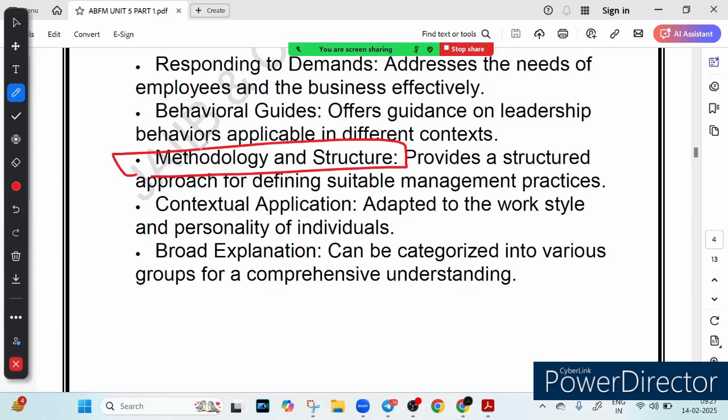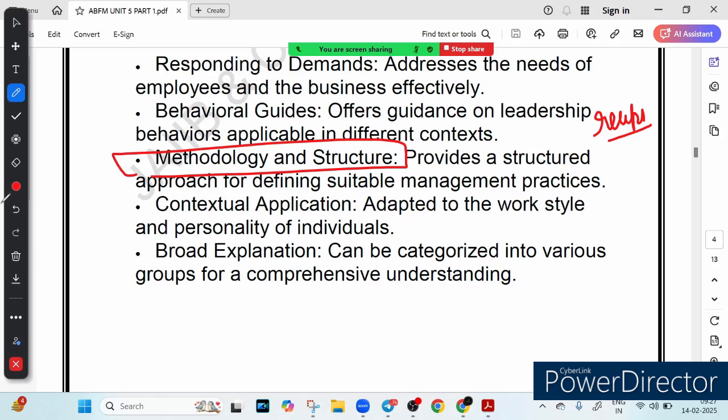Then next we have methodology and structure. You know, leadership has a structure. Think of it like a recipe. Just like a chef follows steps to make the perfect dish, similarly, a leadership model provides a structured way to manage people without confusion.